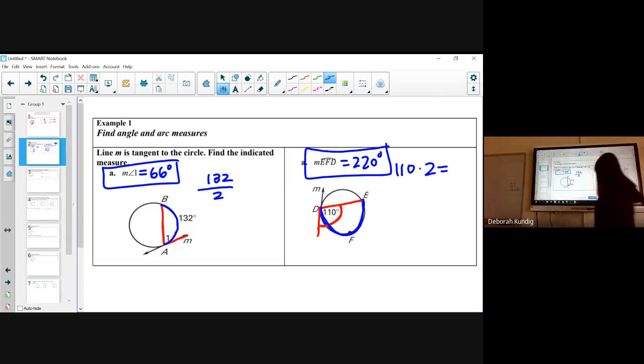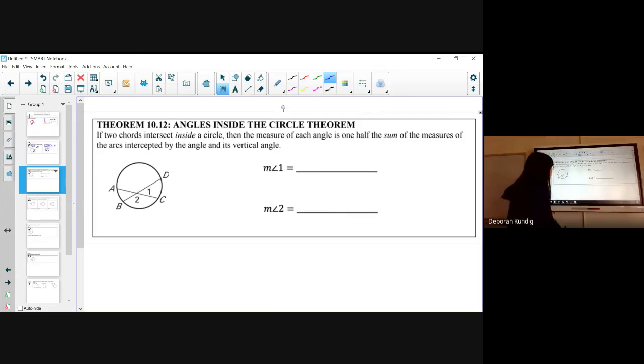All right, so let's move on to the next one. So this one is going to be Theorem 10.12. If 2 chords intersect, so these 2 chords, they don't have to be the diameter. So if 2 chords intersect inside the circle, then the measure of each angle is 1/2 the sum of the measures of the intercepted arcs.